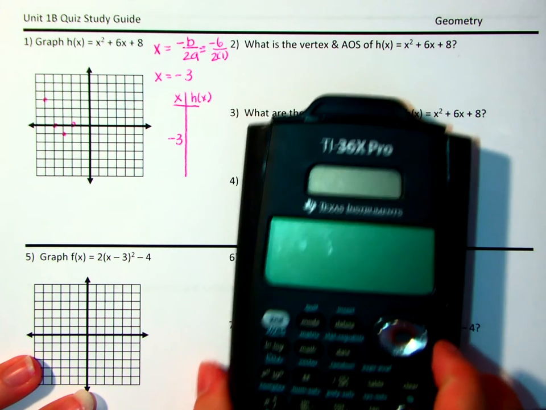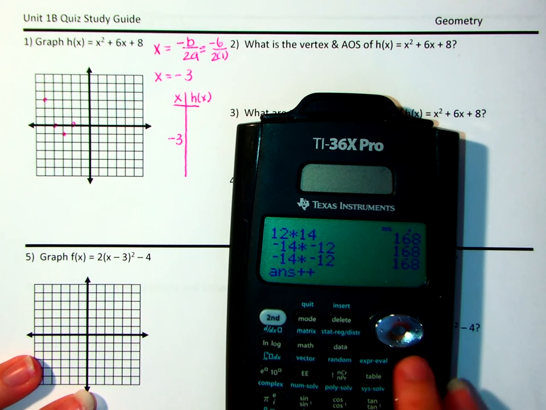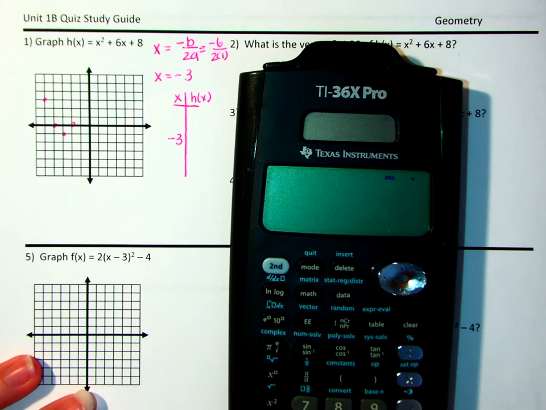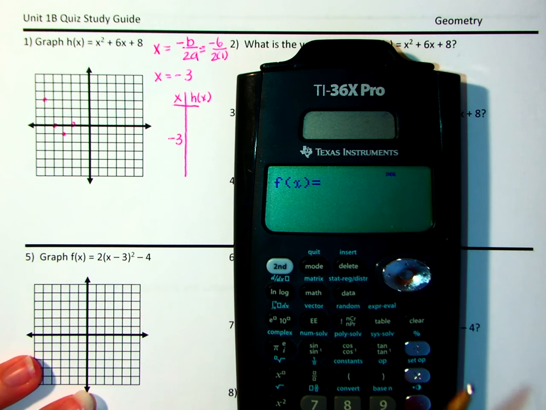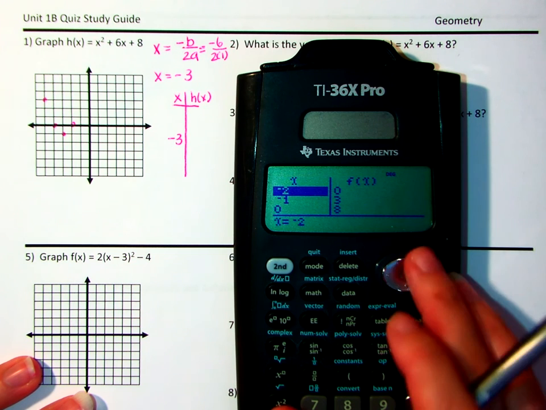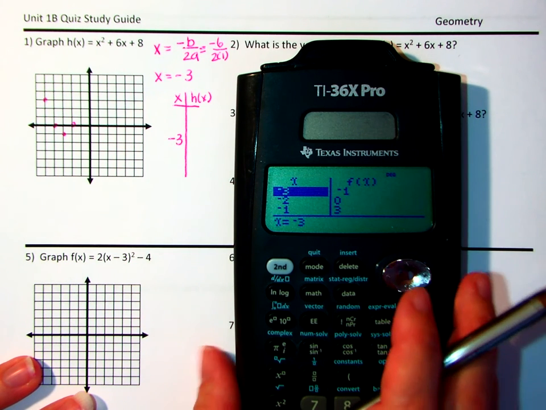So you get your calculator out, and you're going to actually plug this into the table. Remember, you're going to go to table function, and you're going to edit the function, clear anything out that's in there. Put your equation in. So in this case, we're going to plug in x squared plus 6x plus 8. And so you push enter a bunch of times, and we scroll to where x is negative 3.